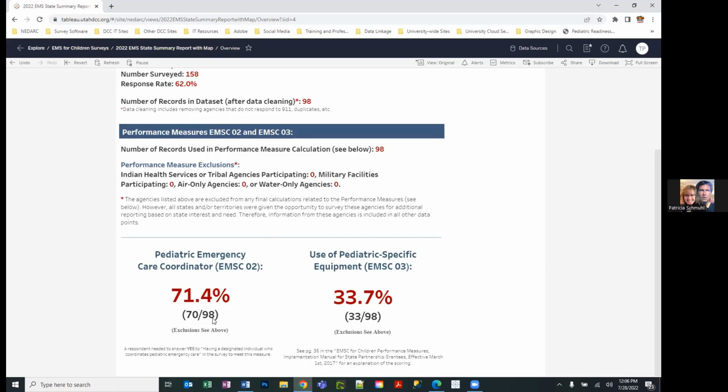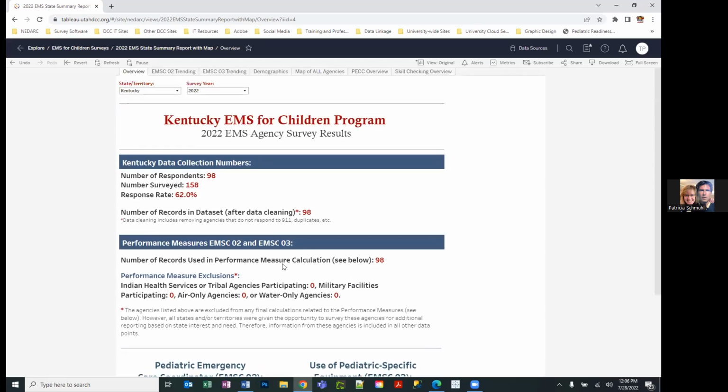And it would change the denominator just for your performance measure reporting. So at the bottom, you'll see the numbers that go to HRSA in the EHB. And they do also get your response rate information. Then there are 2 other tabs that use the performance measure numbers, and that's EMS CO2 trending and EMS CO3.